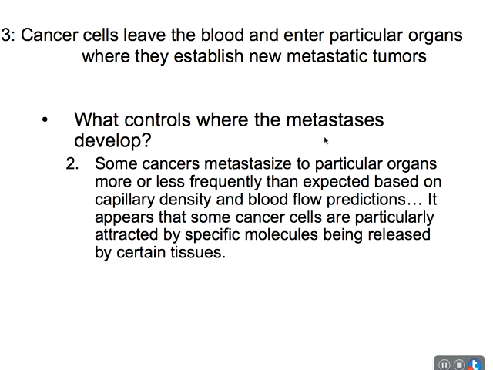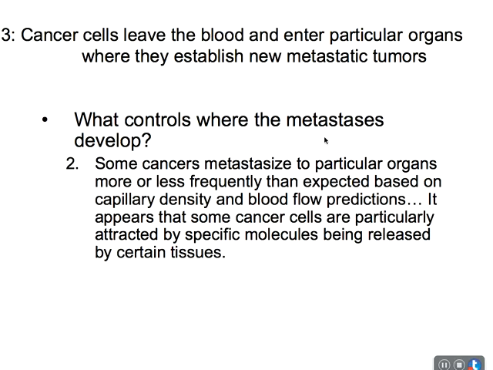The exceptions to this are few and far between, but there are a handful. Some cancers metastasize to a particular organ more or less frequently than you would expect based on capillary density and blood flow pattern. So about 1/3 of them don't follow our rule of thumb. 2/3 follow the predictable pattern, capillary bed density, blood flow pattern. About 1/3 of them don't follow that pattern. They show up in unusual places that we would not expect based on those two predictions.